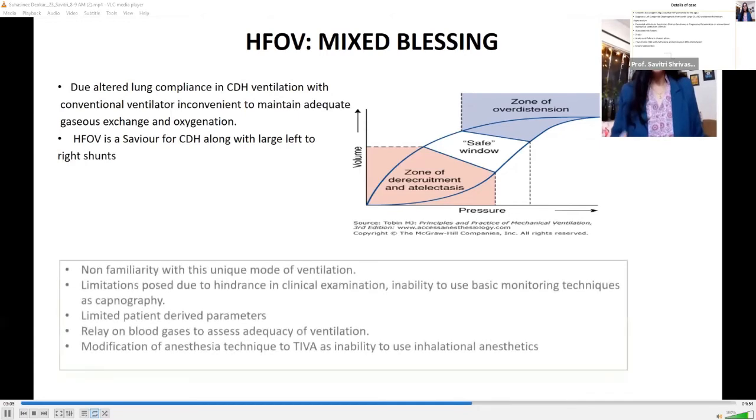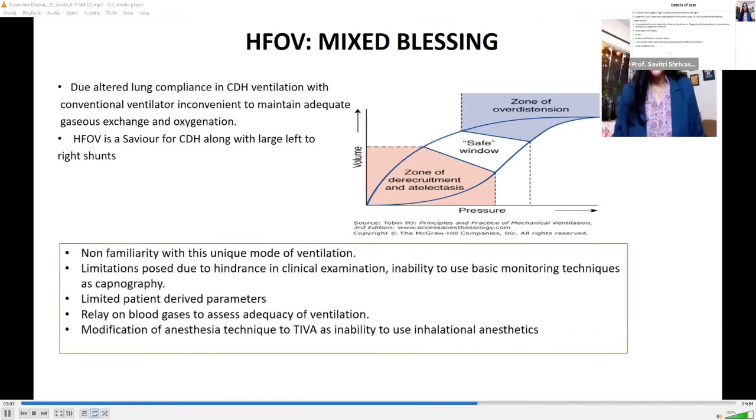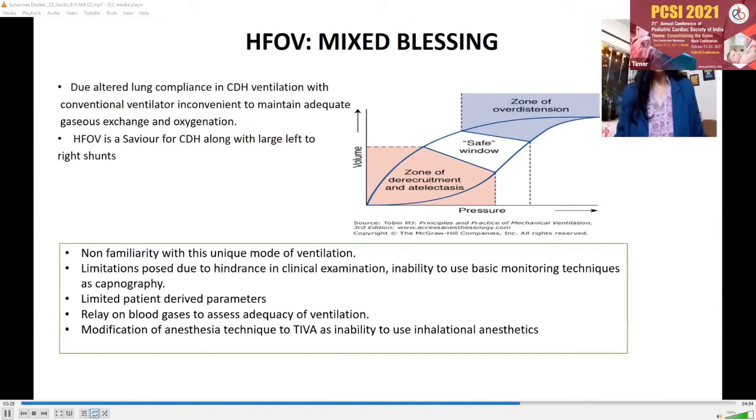But it also has some drawbacks, like non-familiarity with this unique mode of ventilation, limitations posed because of the hindrance in clinical examination, inability to use basic monitoring techniques like capnography, and limited patient-derived parameters. We need to rely mainly on the ABGs for the adequacy of ventilation, and modification of the anesthesia technique to TIVA, as we are not able to use inhalation anesthetic agents in this scenario. So here, intraoperative management is demanding even with expertise.